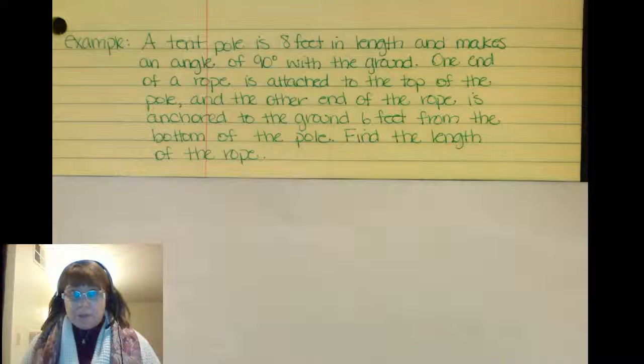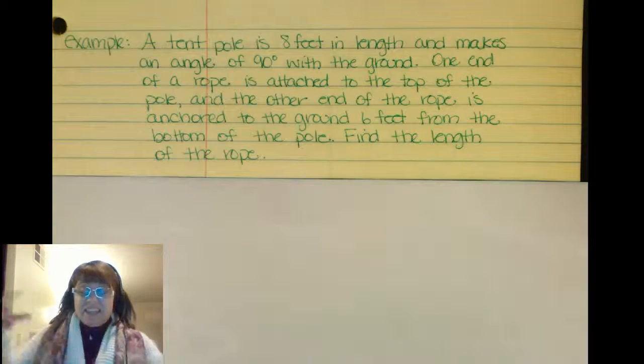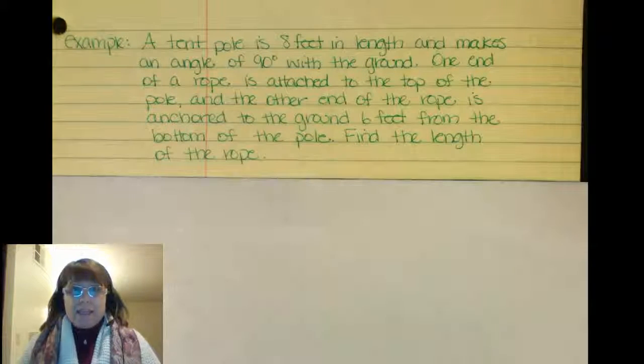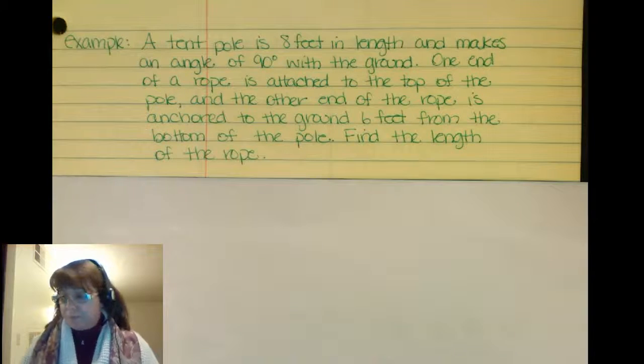For example, let's have a tent pole that is 8 feet in height. 8 feet in length, we stand it up, and it makes a 90-degree angle with the ground. One end of a rope is attached to the top of the pole and the other end of the rope is anchored to the ground 6 feet away from the bottom of the pole. Let's find the length of the rope.